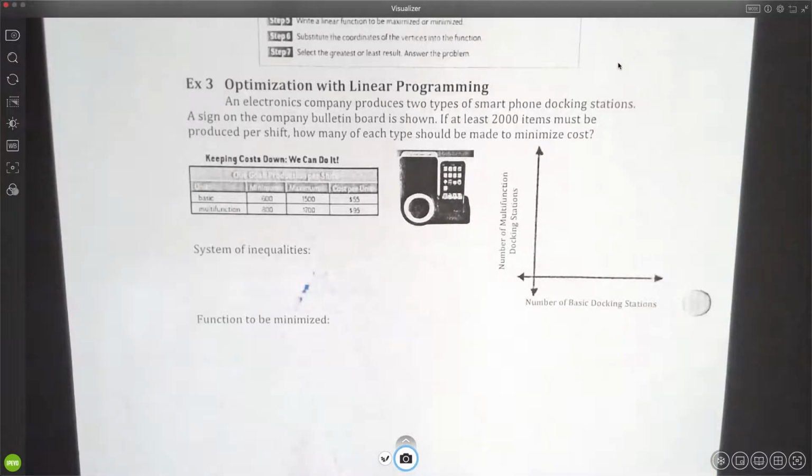So an electronics company produces 2 types of smartphone docking stations. A sign on the company bulletin board is shown. If at least 2,000 items must be produced per shift, how many of each type should be made to minimize the cost? Let's talk about the 2,000 for just a second. If I make 1,000 of one type of dock, how many can I make of the other one? 1,000.